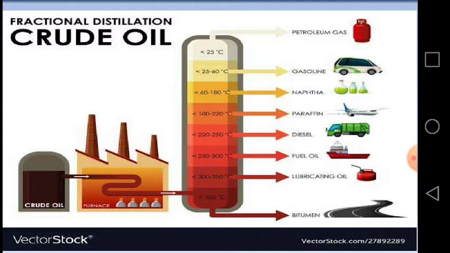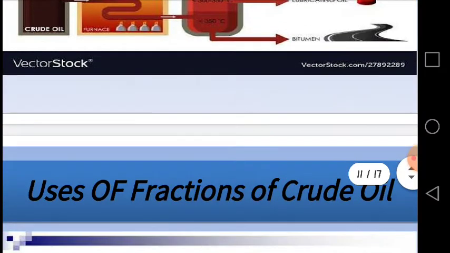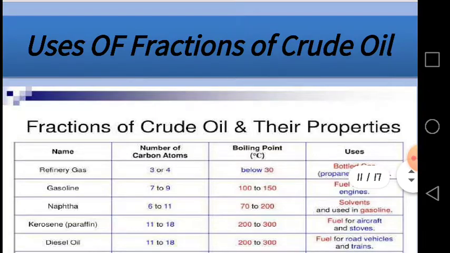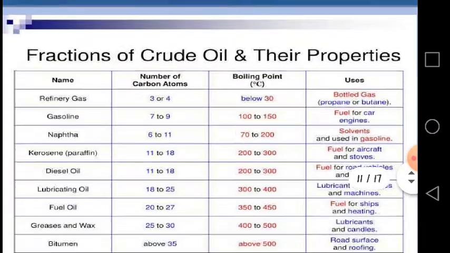The major products obtained from the fractional distillation at reduced pressure are lubricating oil, residue of the fuel oil or bitumen. Dear students, in this way we can get all these different fractions which you can see on this diagram by the fractional distillation of the crude oil. Now we are going to focus on the uses of the fractions of the crude oil.